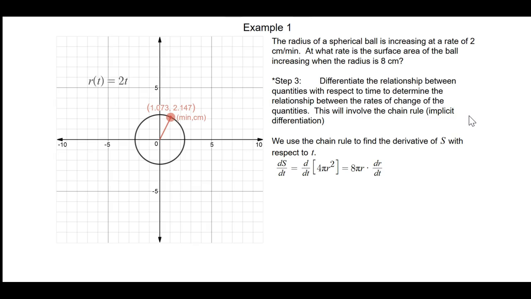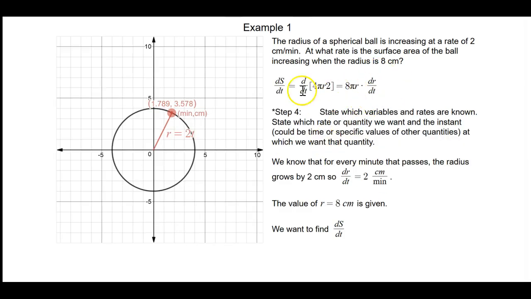Time is always your independent variable for the most part. So back to our problem here. I'm going to find the derivative of the surface area with respect to t, and using the chain rule, I'm going to differentiate this as 8 pi r, that's the derivative of the outside, times dr dt, that's the derivative of the inside. So what do we do with this?